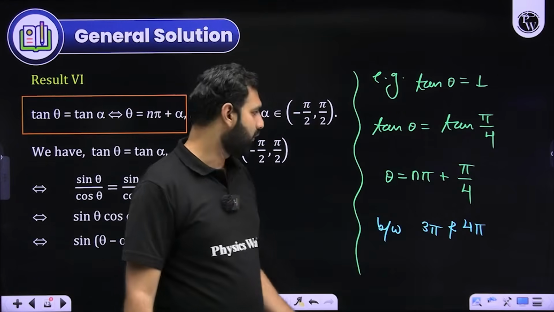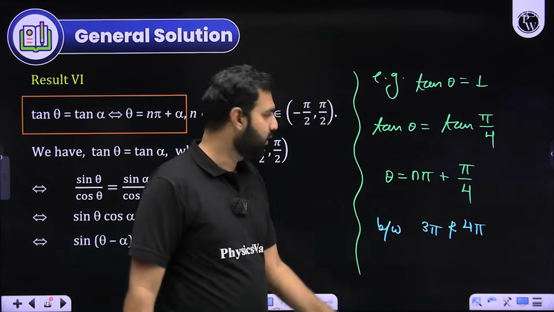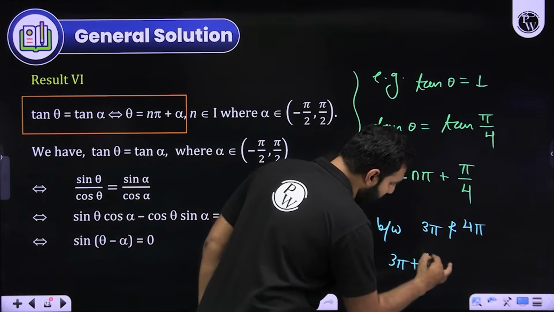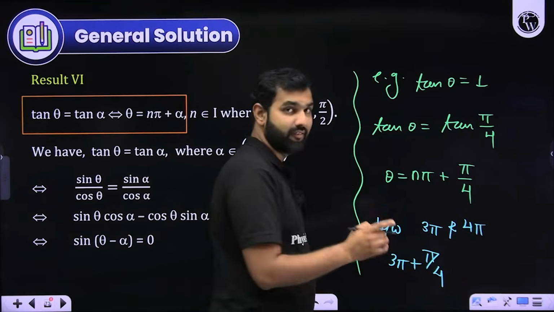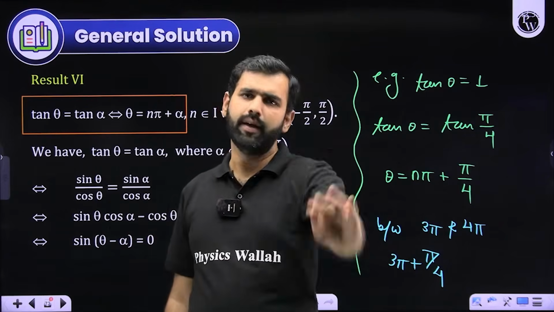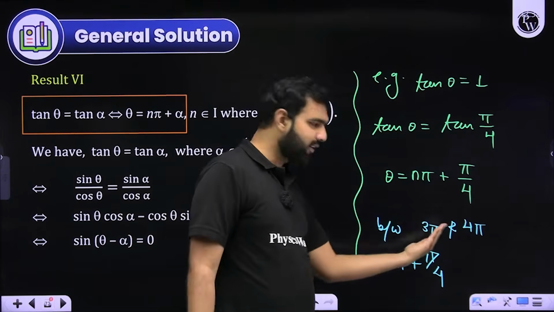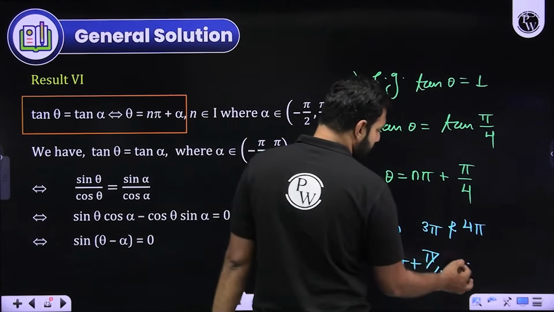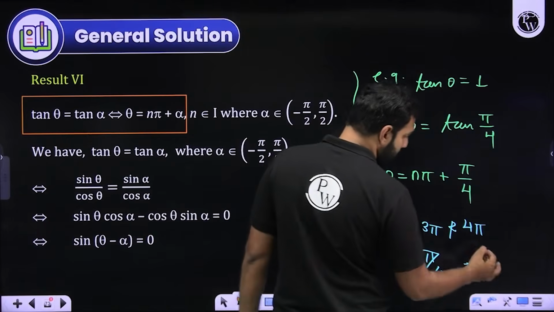So what will I do? I'll replace n by 3. So when you replace n by 3, what you get is 3 pi plus pi by 4. Can I replace n by 4? If I replace n by 4, it will be 4 pi plus pi by 4. That will be greater than 4 pi. I need a value which is less than 4 pi and greater than 3 pi, which is this only. So 3 pi plus pi by 4. If I simplify this, it will be 12 plus 1, which is 13 pi by 4.